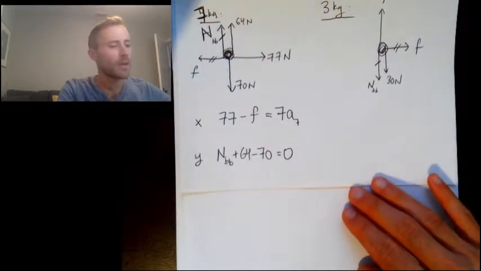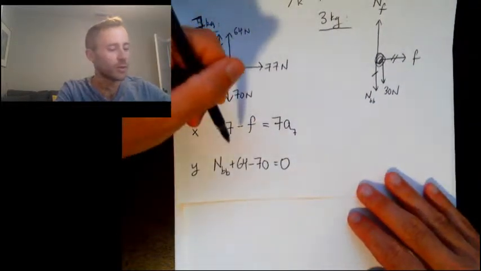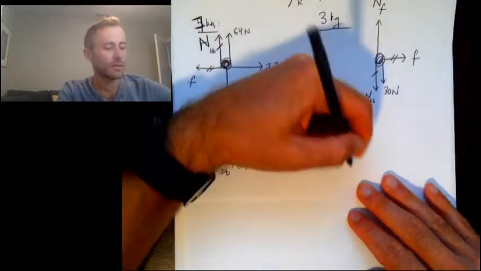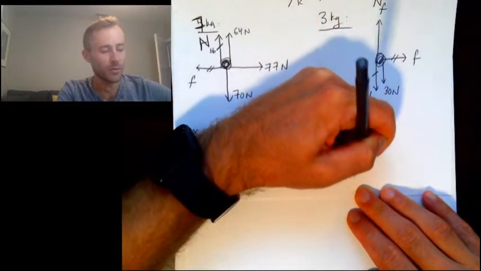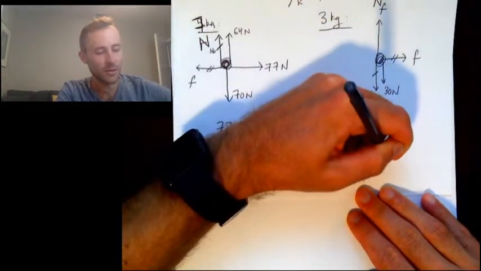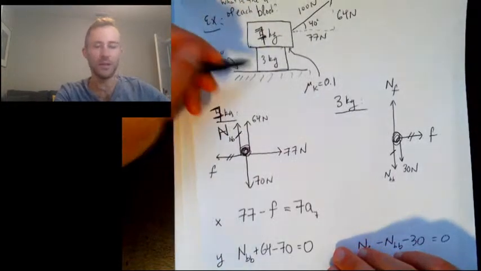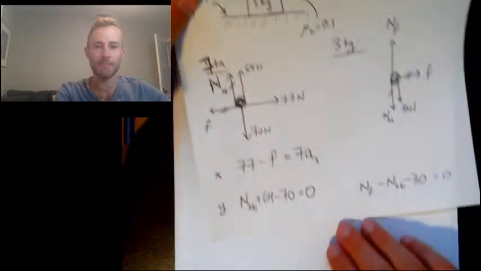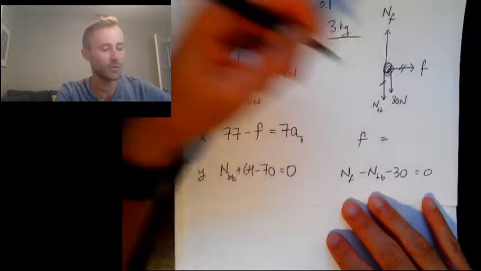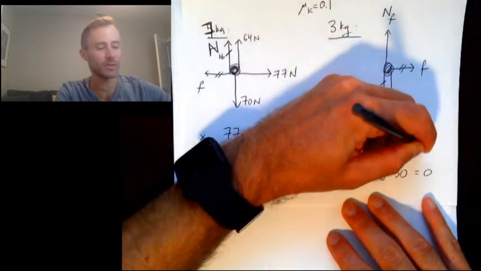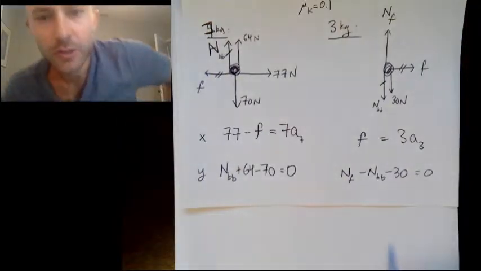All right, then if we look at the 3 kilogram block, in the vertical direction, it has an upward normal force. It has a downward normal force between the blocks, and it has a downward weight force. And that has to equal 0 because the 3 kilogram block is pinned to the floor. Okay. And in the x direction, all we have is friction. So friction equals 3 times the acceleration of the 3 kilogram object.